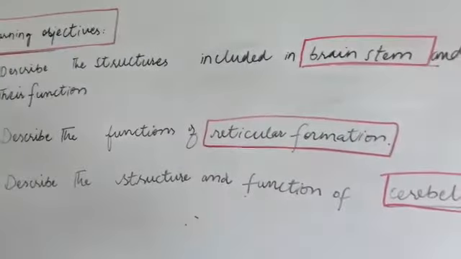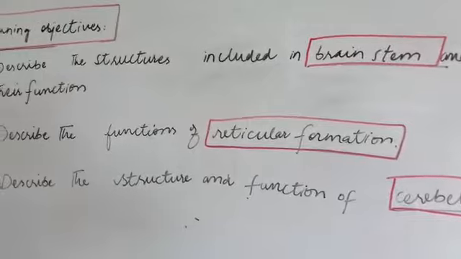After the brainstem, our second learning objective was what is the reticular formation and its function. Reticular formation is basically a group of the neurons which is located in the brainstem.